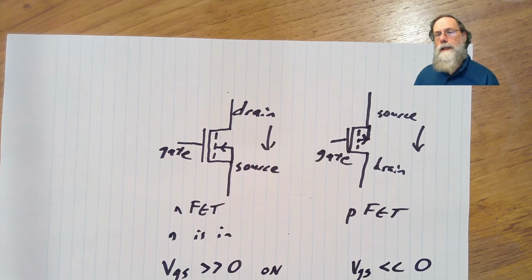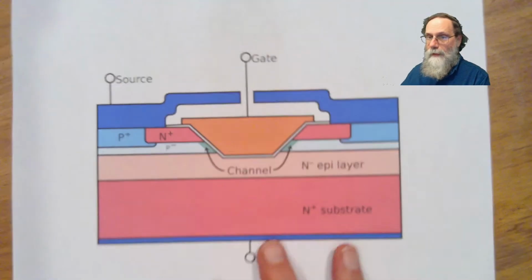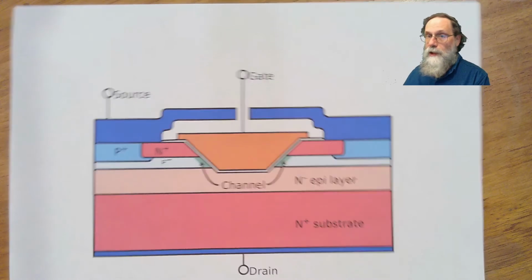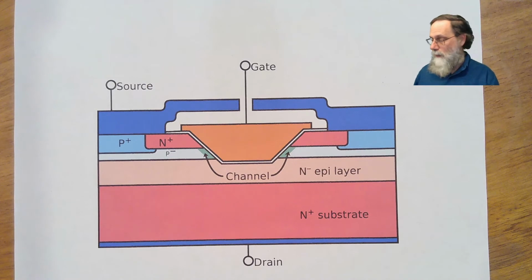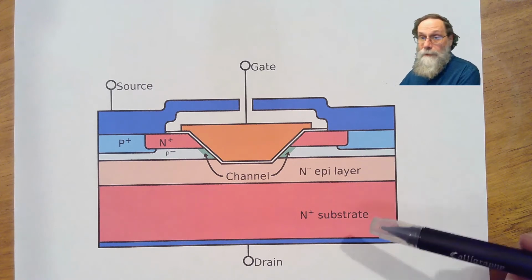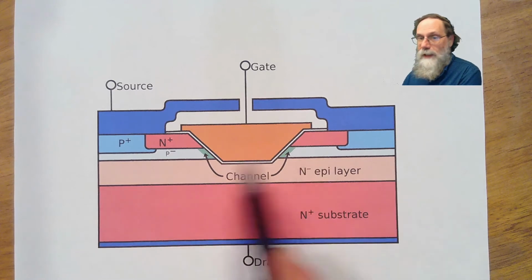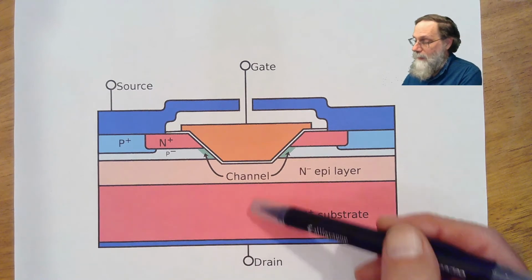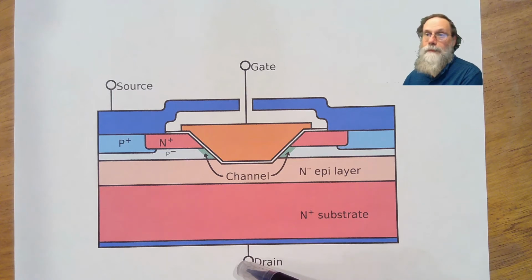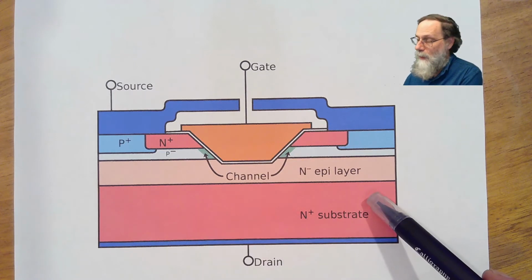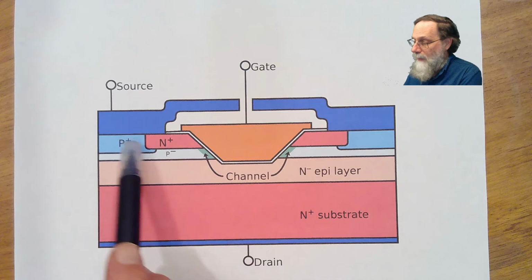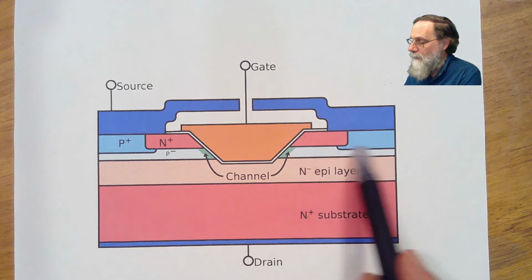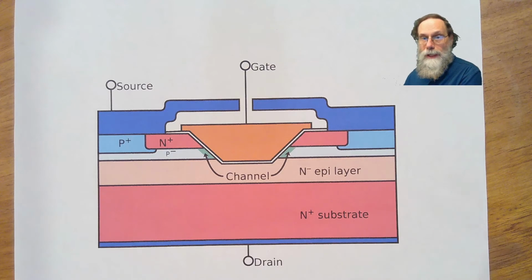Okay, let's take a look at how this transistor is made. Here is a picture of a cross-section of the sort of power FET that we might be using. This is an NFET, so most of the transistor here is N-doped. The drain is connected to the N substrate here. The source is connected to both a P plus and an N plus region here, and so this entire region up here is the source and is all connected together.